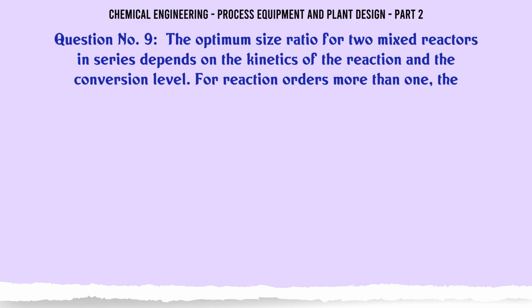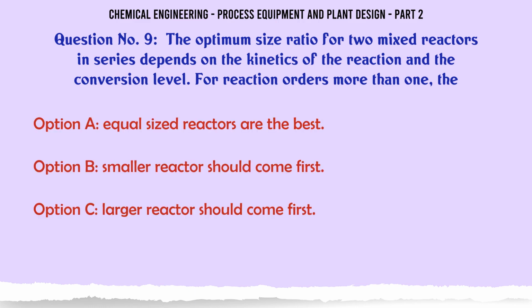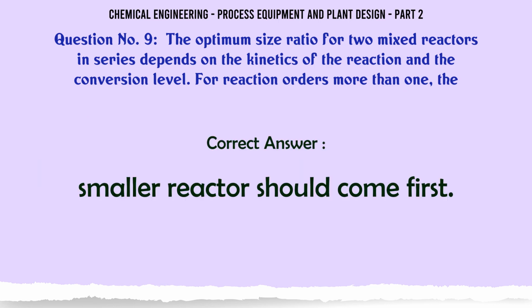The optimum size ratio for two mixed reactors in series depends on the kinetics of the reaction and the conversion level. For reaction orders more than one, the: A. equal-sized reactors are the best, B. smaller reactor should come first, C. larger reactor should come first, D. none of these. The correct answer is smaller reactor should come first.